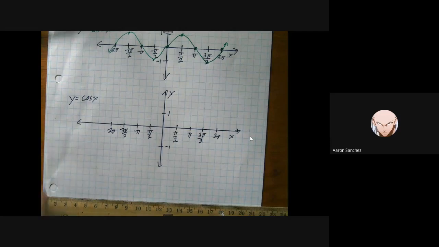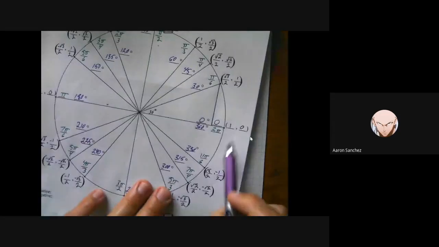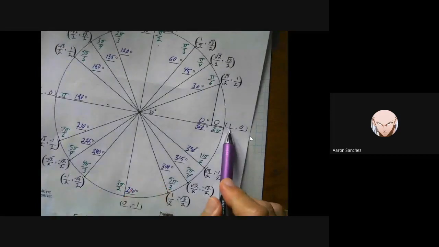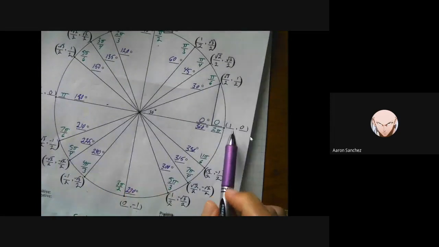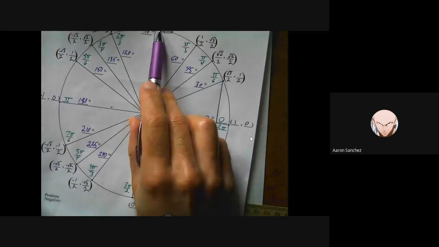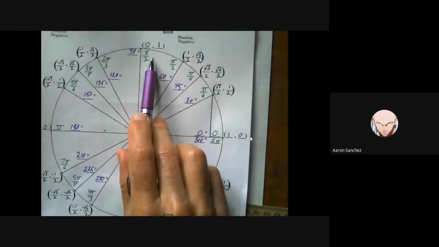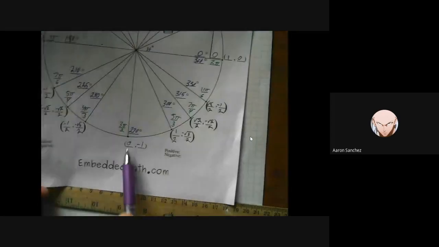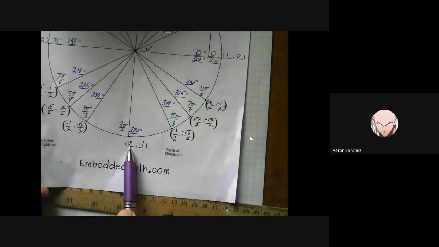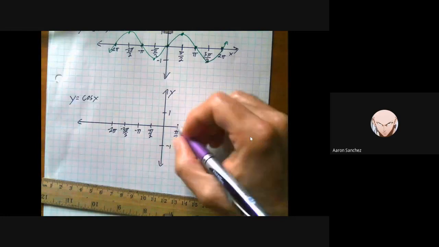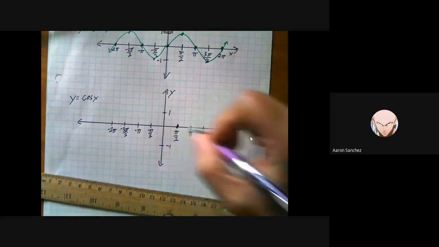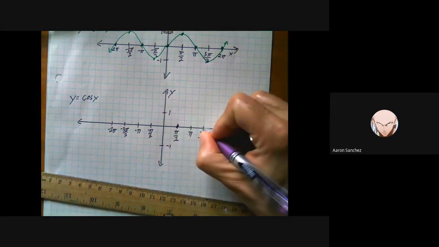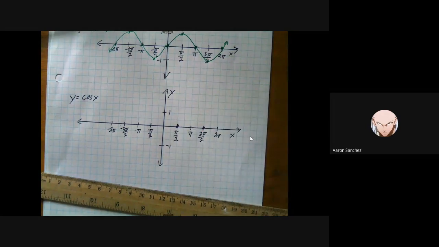Remember, cosine is x. Let's do this in purple. Cosine 1. Let's do our zeros first. My x is 0 here at pi over 2. And I got a 0 here. My x is 0 at 3 pi over 2. So my two zeros are at pi over 2 and 3 pi over 2. Those are my zeros. Boom.